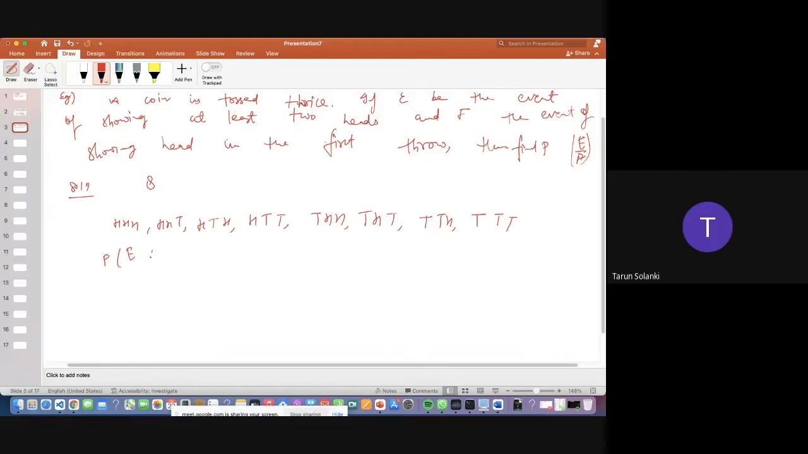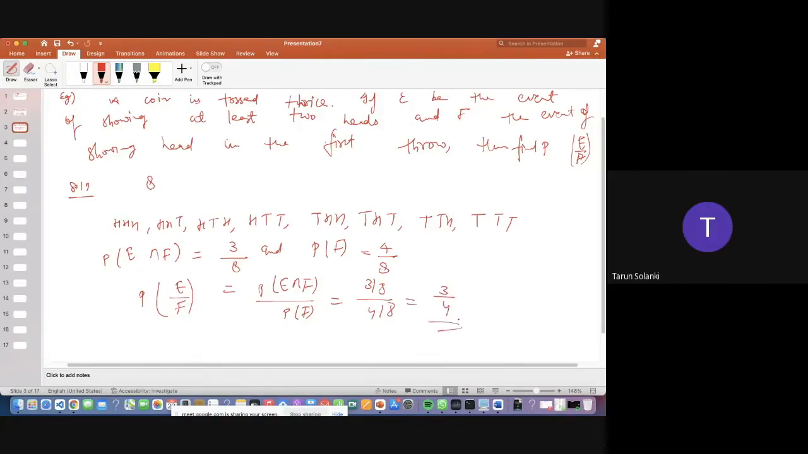So P of E intersection F becomes 3 by 8 and P of F will become 4 by 8. So E by F will become conditional probability, P of E intersection F divided by P of F. So that becomes 3 by 8 divided by 4 by 8. That is 3 by 4. And that is our answer. Okay.